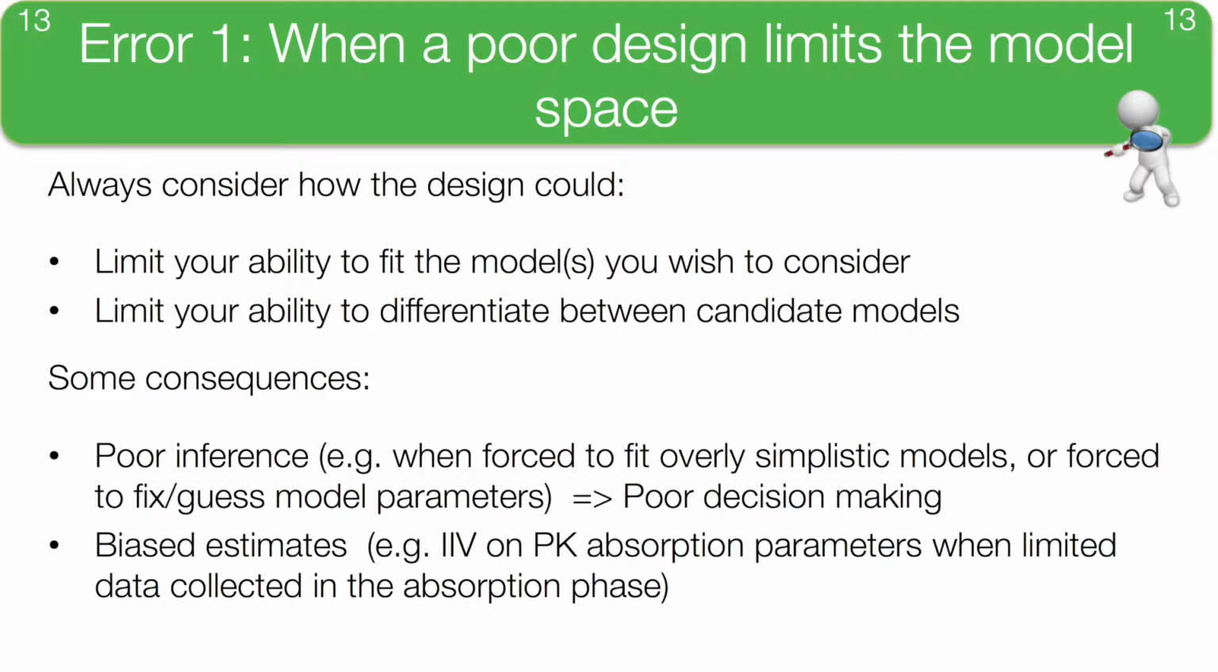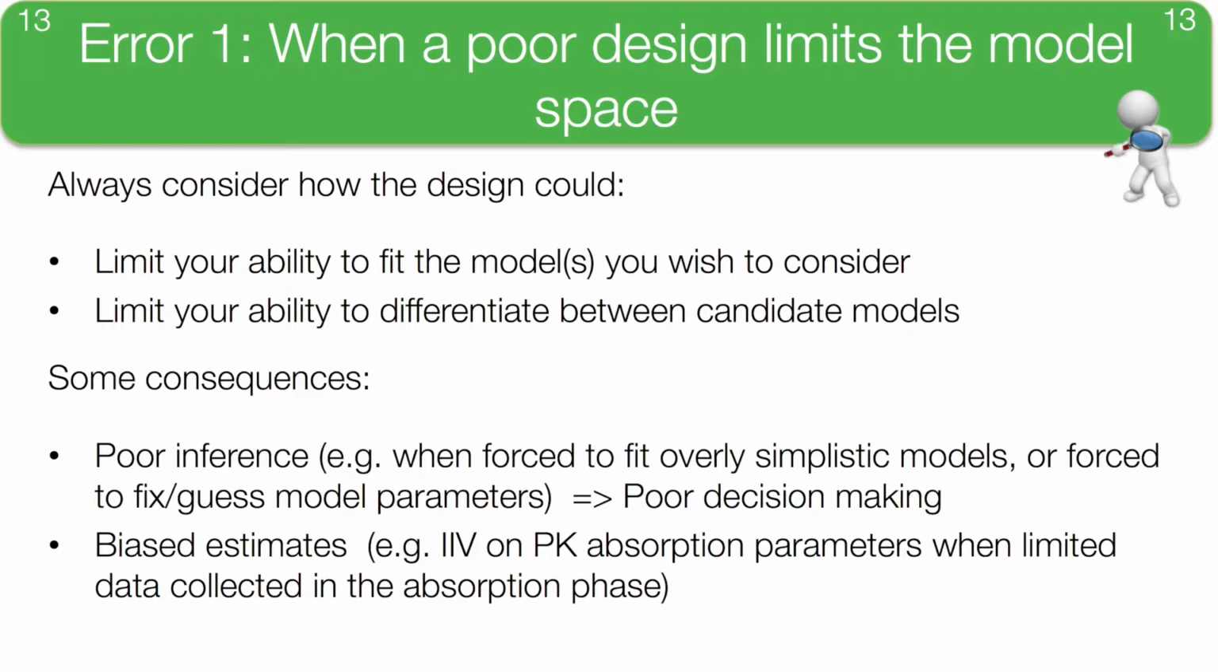So error number 1 is when a poor design limits the model space. We need to always consider how our design could limit the ability to fit the models we wish to consider, as well as limit our ability to differentiate between candidate models. So when we have the log linear model versus the sigmoidal Emax model, we need a good design to be able to differentiate those bad models and good models.